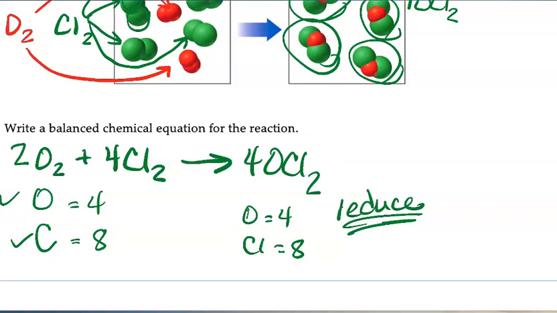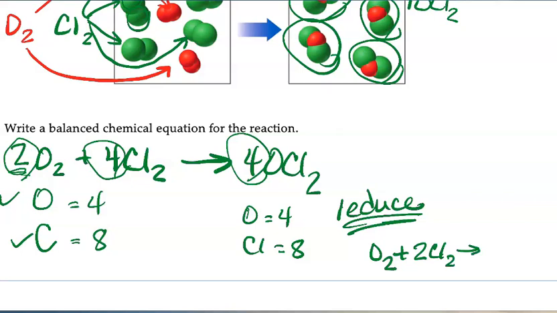So you would have to divide them all, in this case again, by 2. So 2 divided by 2 is 1, so that would be O2. 4 divided by 2 is 2, so that's 2Cl2, yields 4 divided by 2 is 2 OCl2. And that gives you your balanced equation.